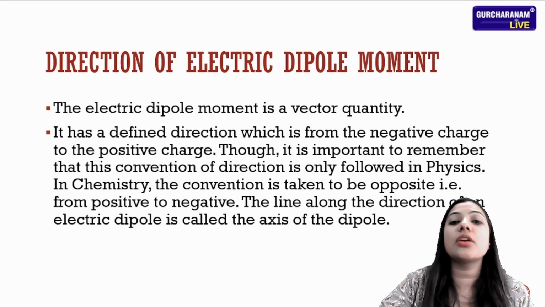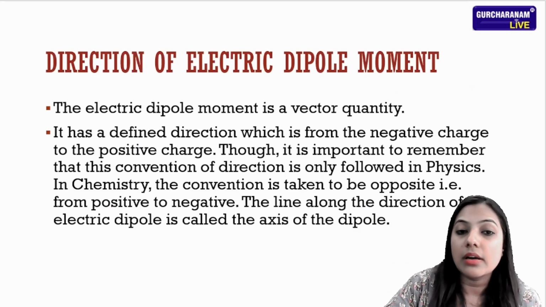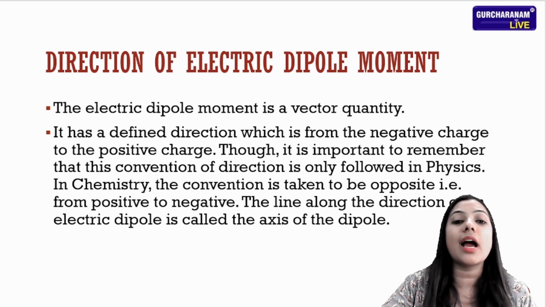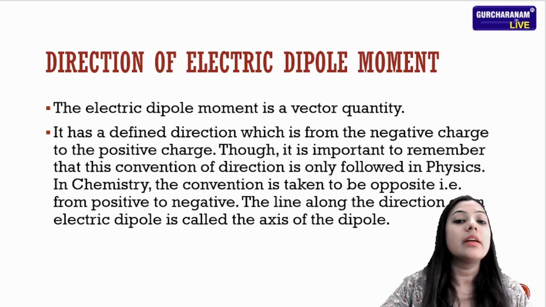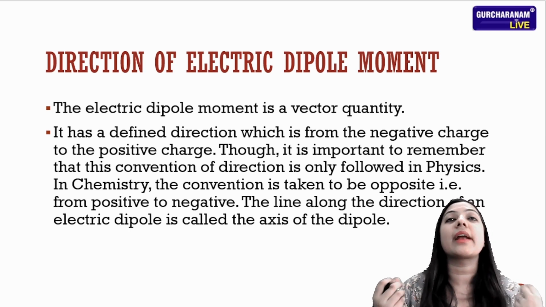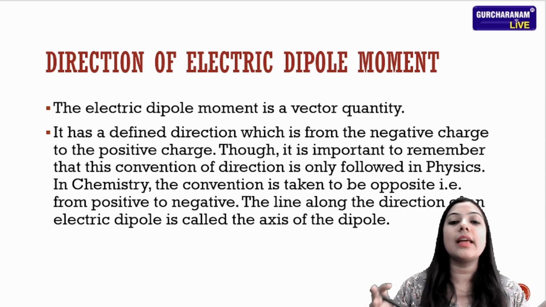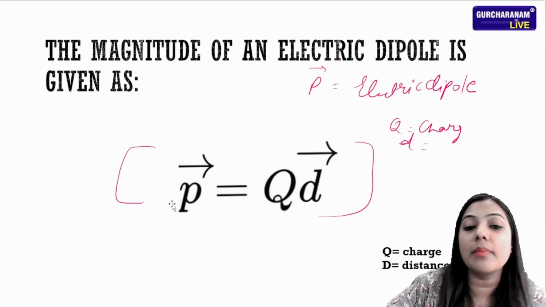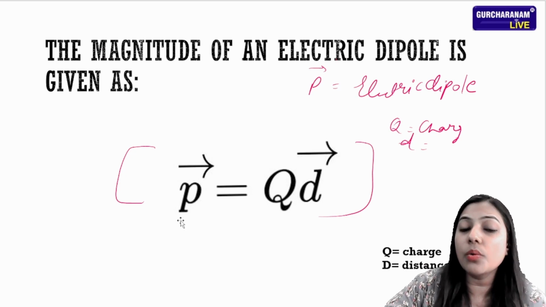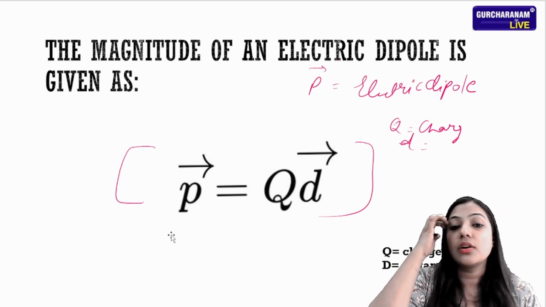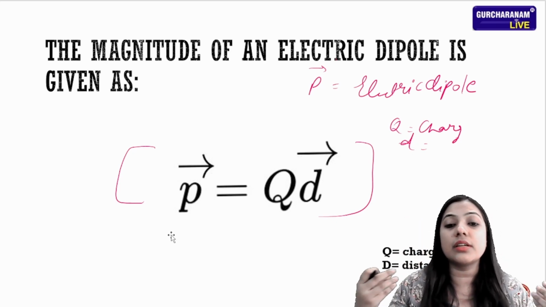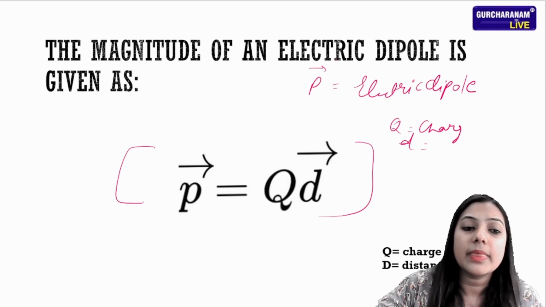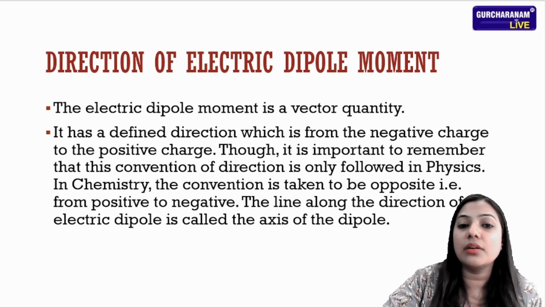Next, the direction of electric dipole moment. First of all, what is electric dipole moment? It is a vector quantity. You can assume this by the formula, because the p over the electric dipole is a vector sign. If we are using a vector sign, we can say that it is a vector quantity.